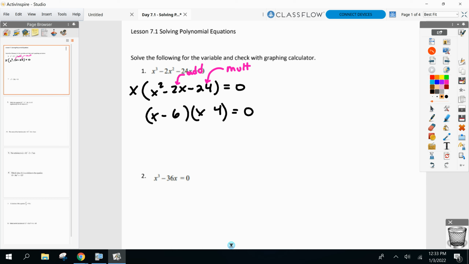Now you just got to worry about the signage. Negative 6, positive 4. Don't forget about your x. Because how many answers did we say we're going to have? 3. Yeah, and if you forget that x, you're only going to have 2. All good so far on the factoring. All right, now we solve for x.